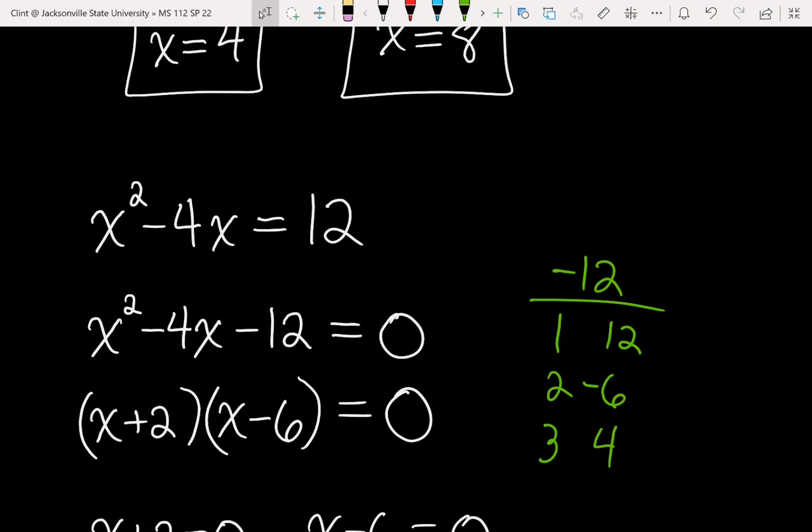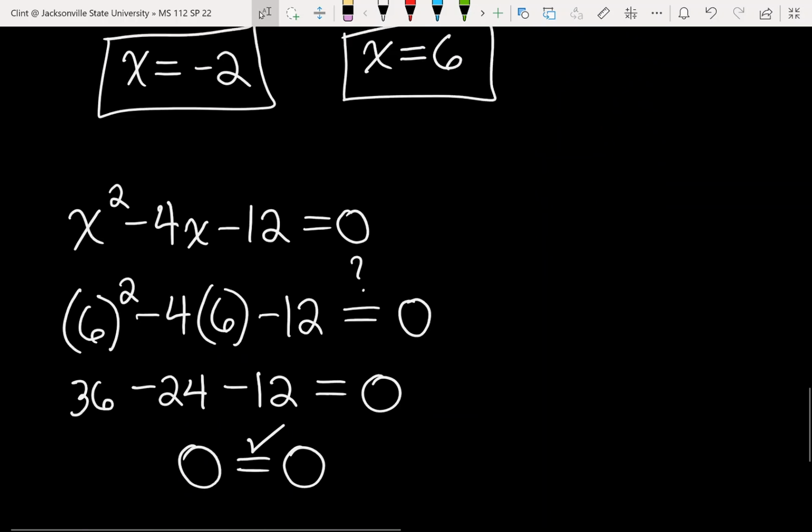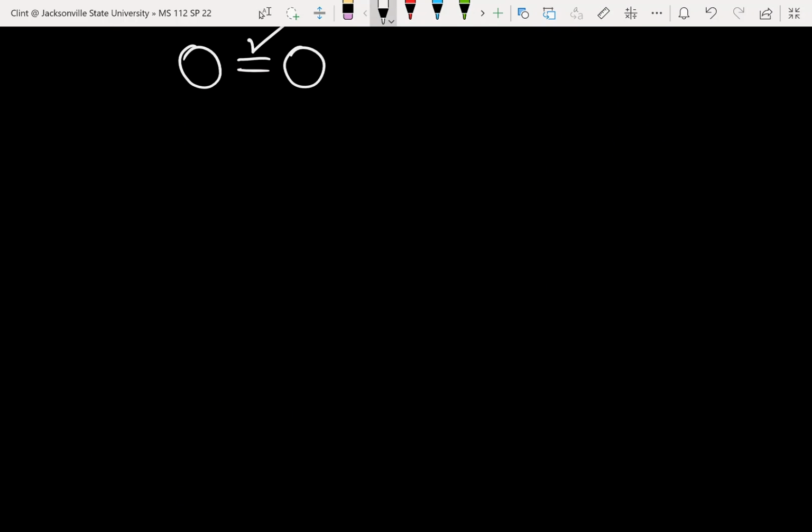Questions? Let's do one more technique. This one's probably not gonna be too bad. That's what everybody falls back on. Quadratic formula.